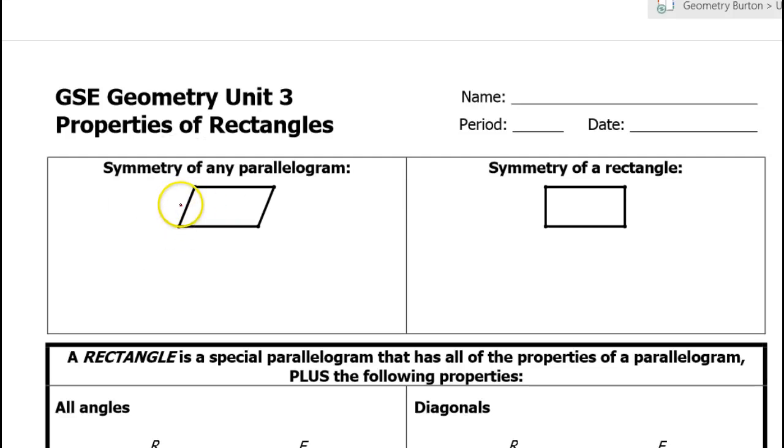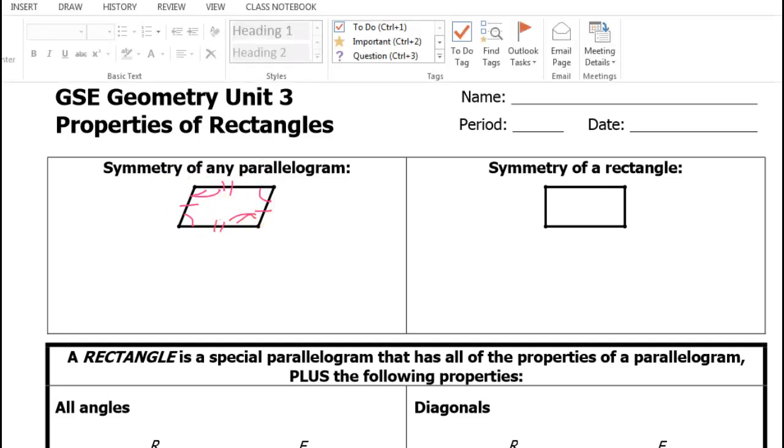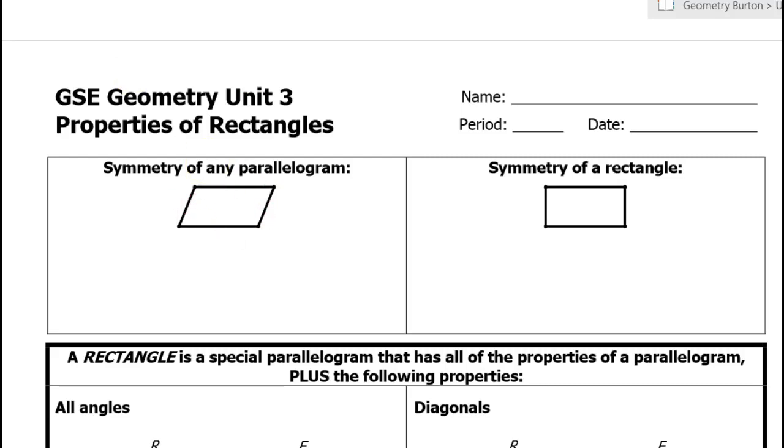So for all parallelograms, opposite sides are congruent. Opposite angles are congruent. And consecutive angles are supplementary. Like this angle and this angle would add up to 180 degrees. So that's true for any parallelogram.